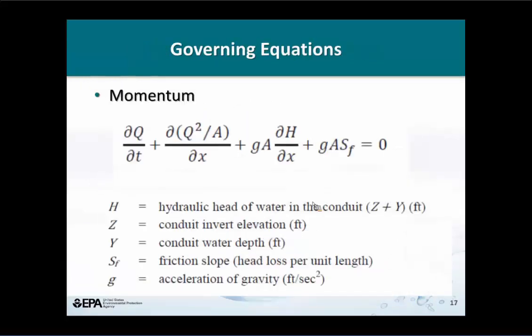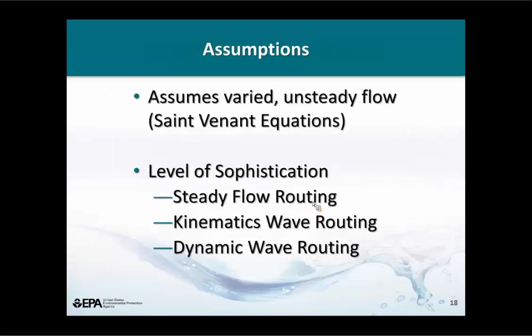And in the conservation of momentum, you figure out the momentum in the conduits and the culverts and in the conveyance things. For momentum, you have the change in flow with time is equal to the dynamic wave aspects of the flow, the drop in head, and the friction slope. SWMM assumes that you have varied unsteady flow. It uses the St. Venant equations, and it has 3 different levels of sophistication.